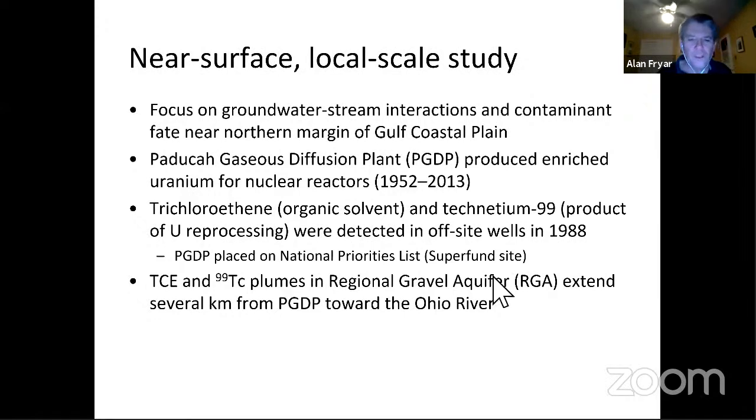And what was found was that these plumes, remember I said a plume is called that because it's kind of feather shaped, these long, elongated bodies of contaminated water were mapped in what's called the regional gravel aquifer. It's not really regional, it's more local. But these plumes were several kilometers long and extended all the way from this facility out to the Ohio River.